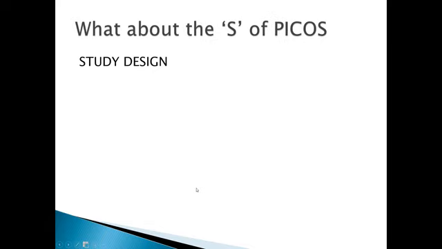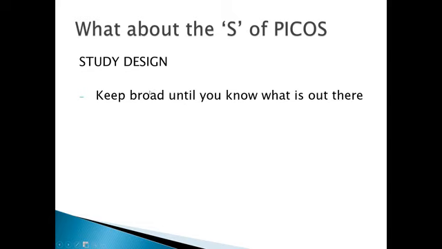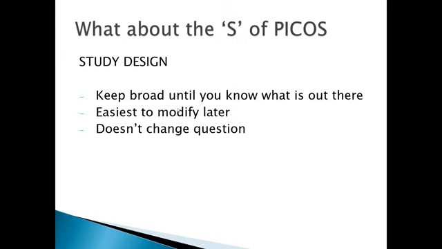So one thing that I've left off the original PICOS is the S, which is the study design. Now I do this purposely because this is probably something that you want to consider later. The reason being is you want to keep it quite broad until you know exactly what research is out there. This is the easiest to modify later. And most importantly, the S from the PICOS won't necessarily change a question. But what you can do is determine what quality of evidence you would like to include, and this depends how much is out there.